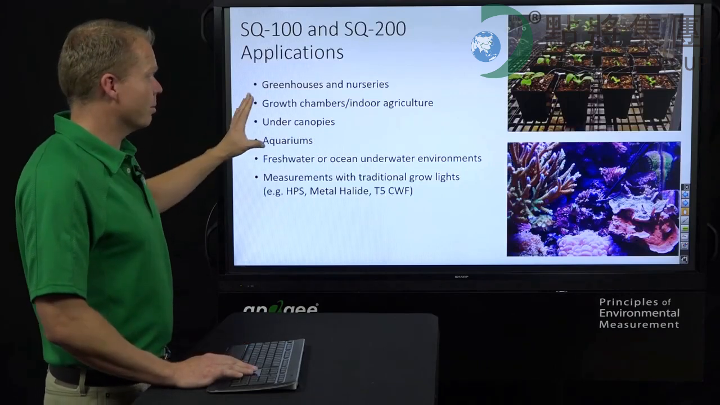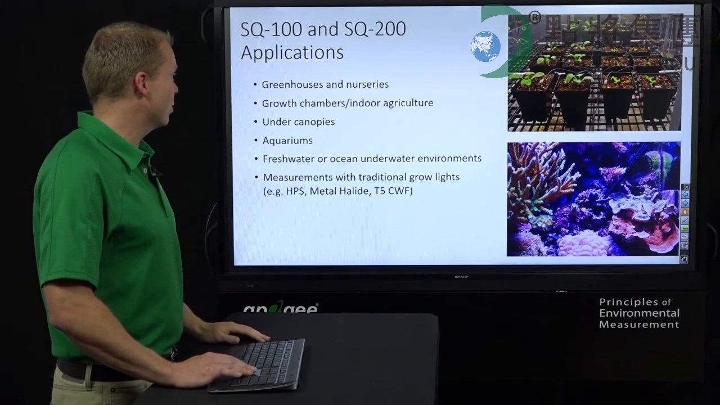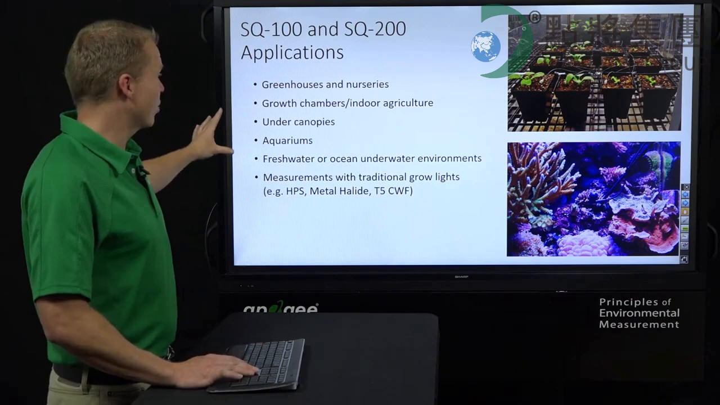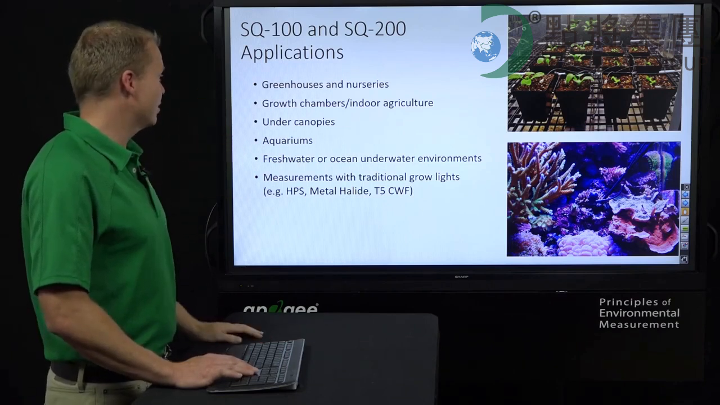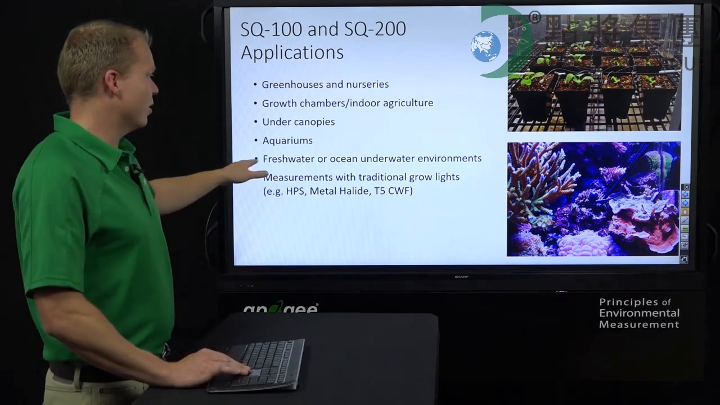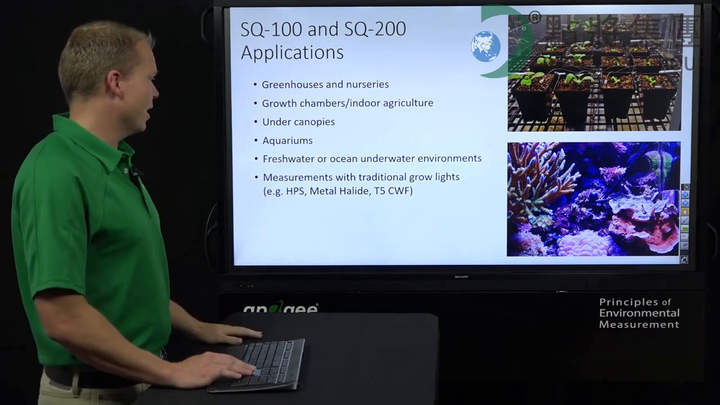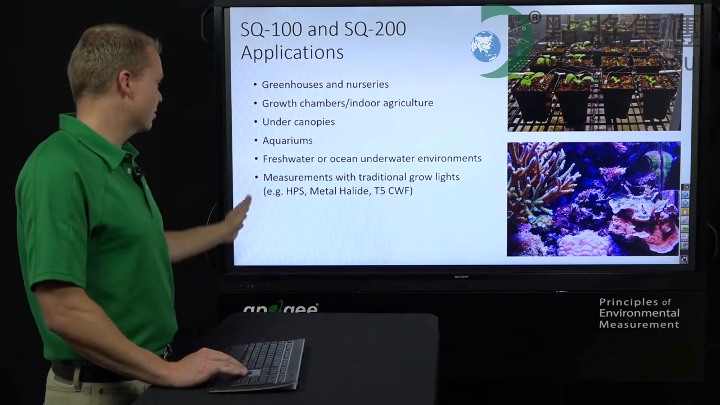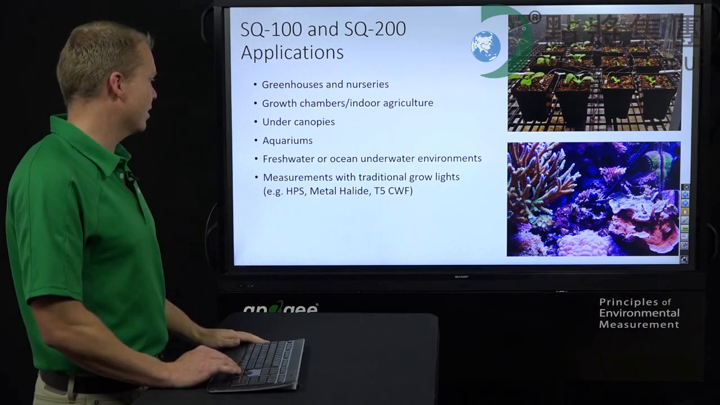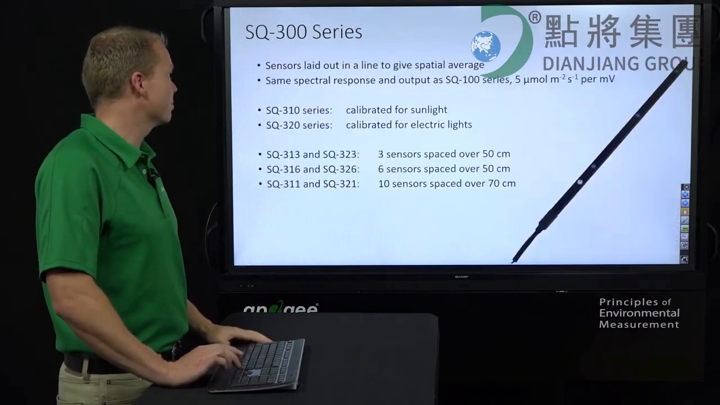So these are just some of the applications that you might be using these for. Greenhouse, nursery, growth chambers, under canopies, aquariums, freshwater and ocean, underwater environments, and any measurements with your traditional grow lights, as we mentioned before: metal halide, T5s, high pressure sodium.